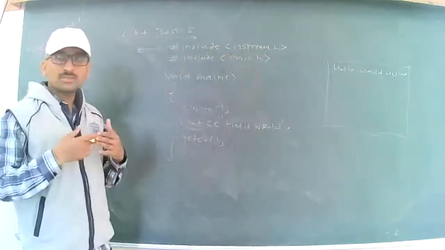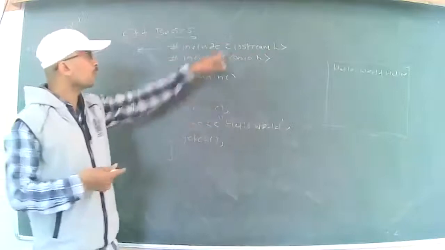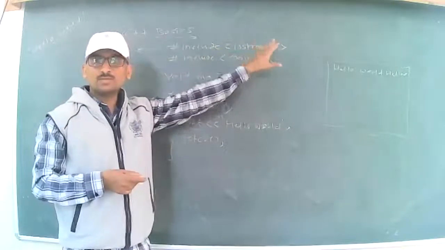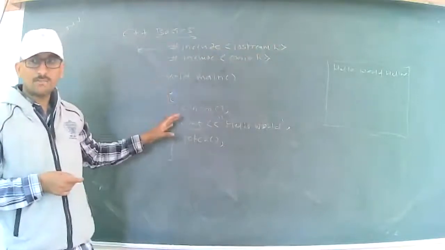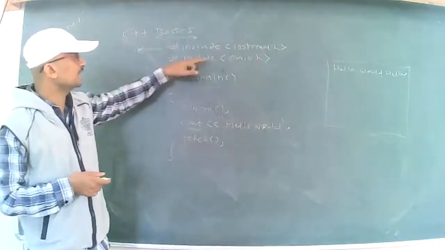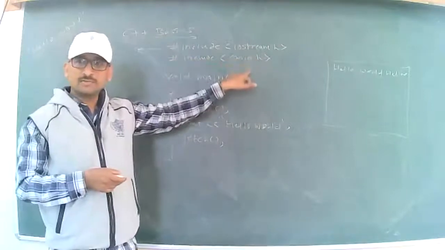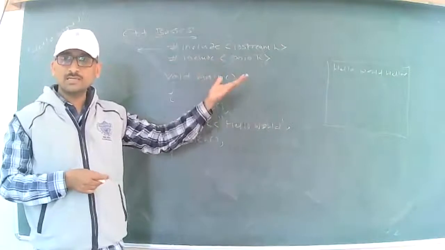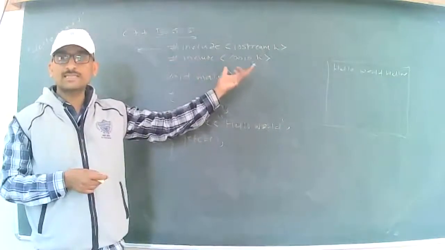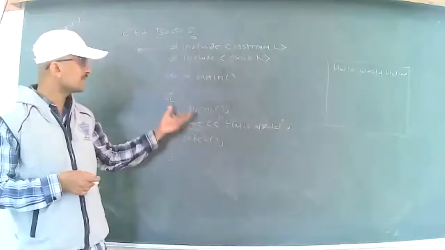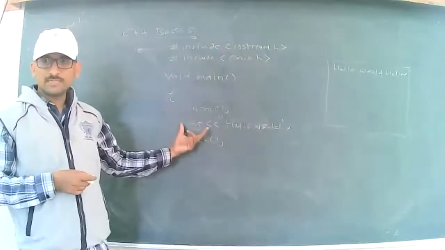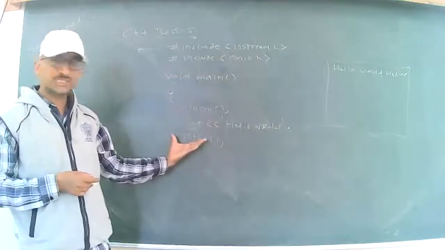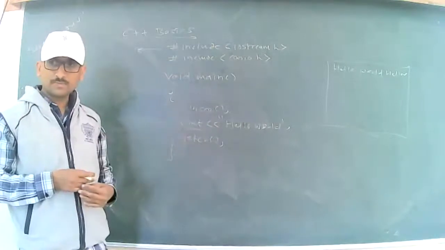Means the functions or functionalities provided by this iostream.h file can be used by our program. Again, we are having #include conio.h. In conio.h, we are having some functionalities, some features. Those functionalities can be directly accessed in our program, right? By using only keywords, just like clrscr, getch, and cout.